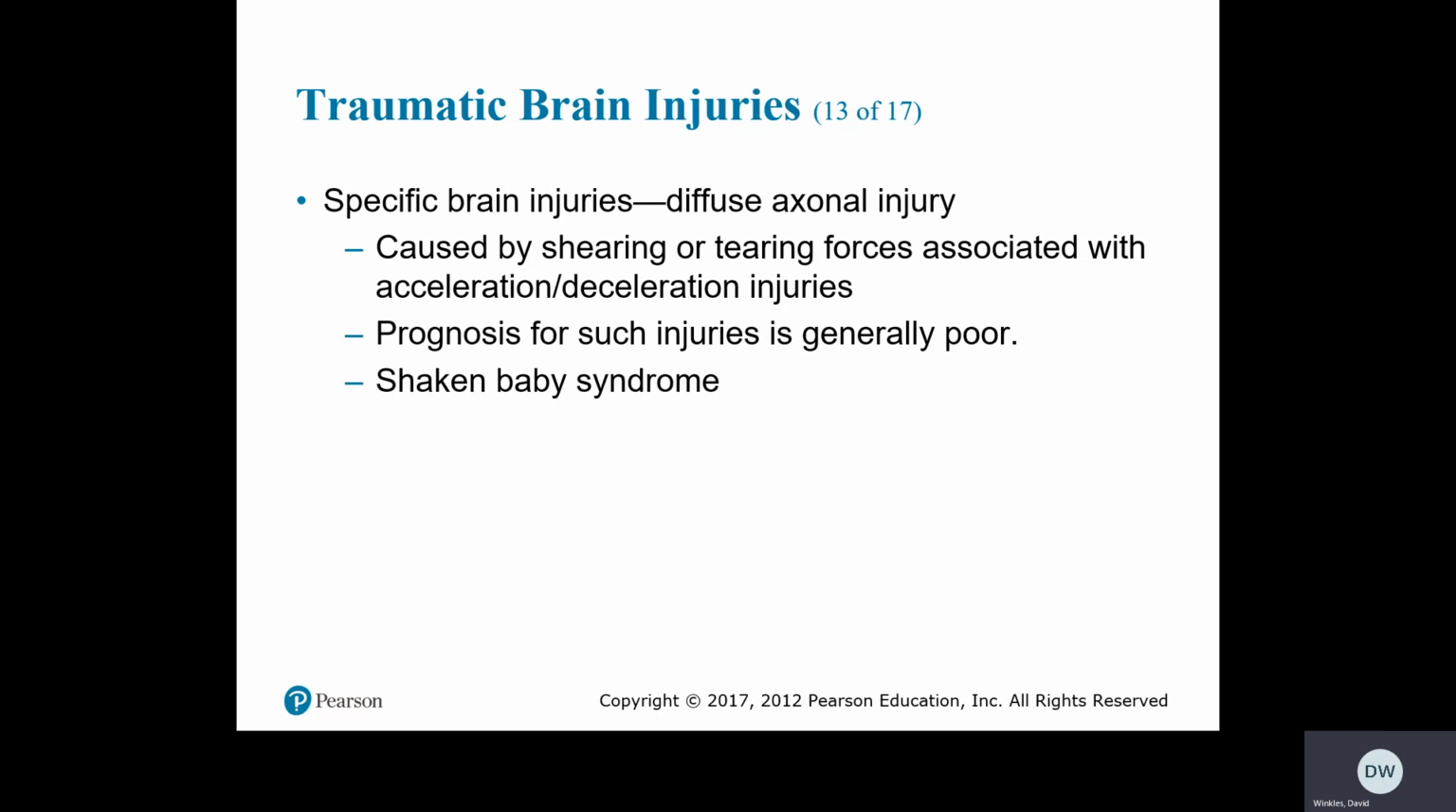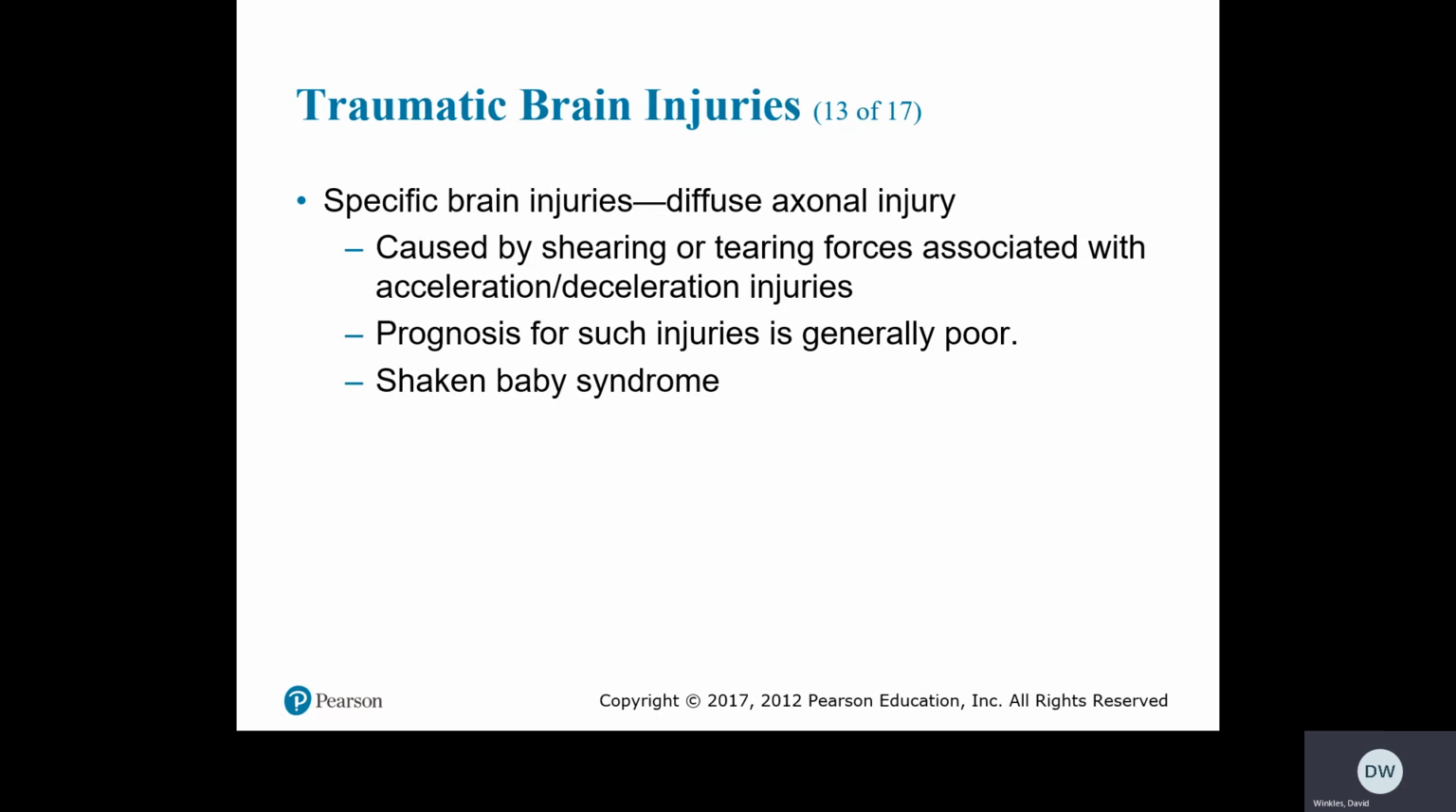They're caused by shearing or tearing forces associated with the acceleration, deceleration injuries. So as the brain bounces back and forth, if it twists any or whatever, those forces applied to that brain cause the neurons, the dendrites, those neural cells to be torn apart, to be twisted, to be disrupted, and that's called axonal injury. And diffuse obviously means in various places.